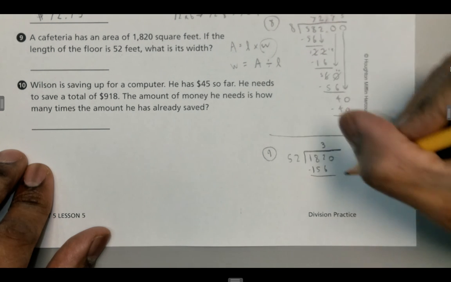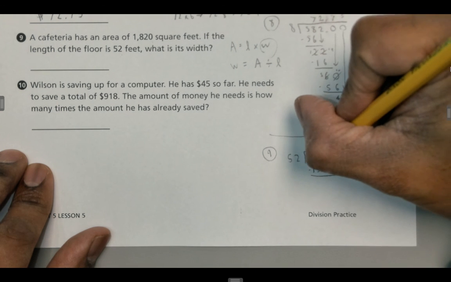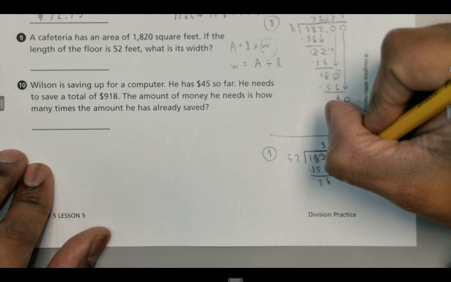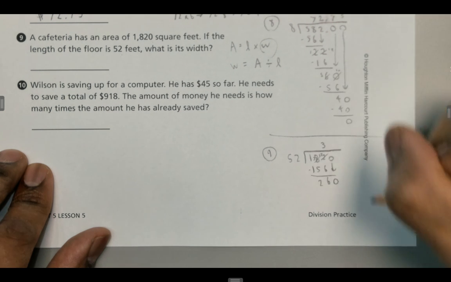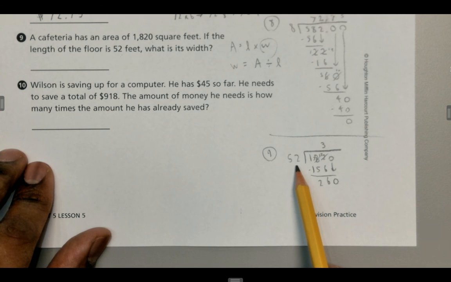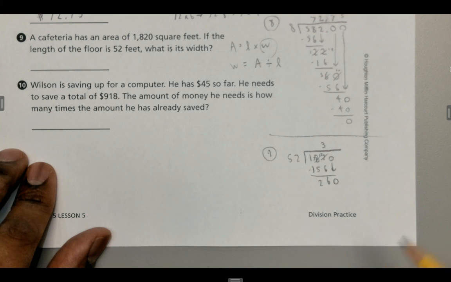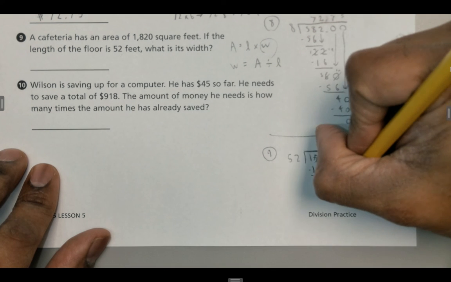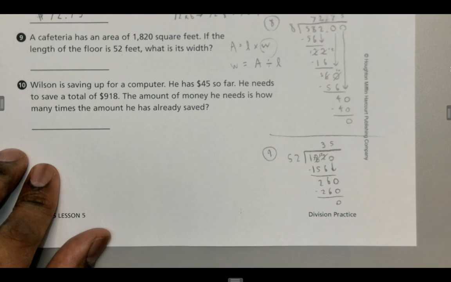Let's subtract. 2 needs to borrow. 12 minus 6 is 6. 7 minus 5 is 2. Let's bring down the 0. How many times does 50 go into 260? About 5 times. And when I actually do my side calculation, 52 times 5, guess what? It checks out perfectly. 52 times 5 is 260. I get a clean answer of 35 feet.